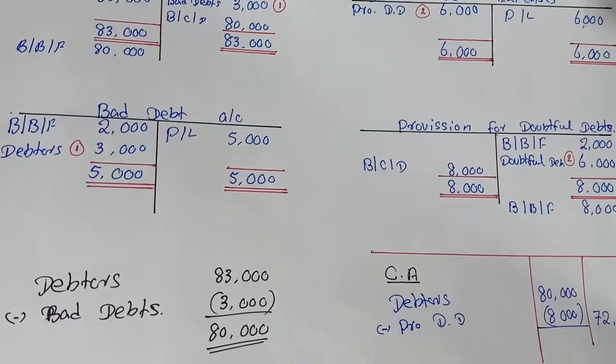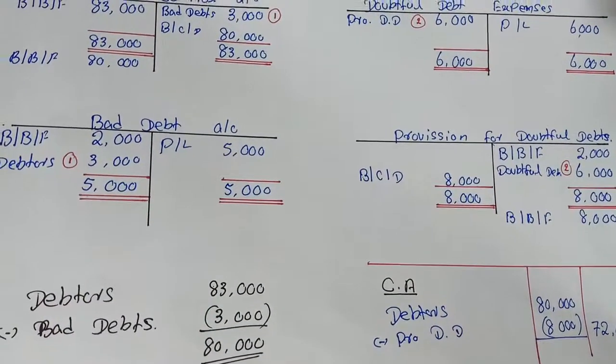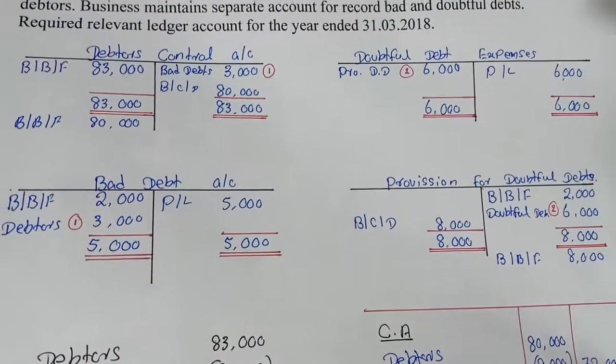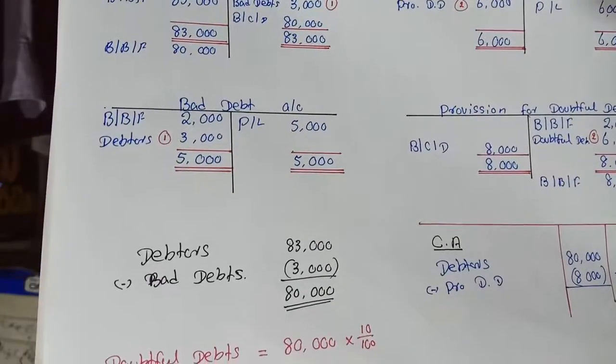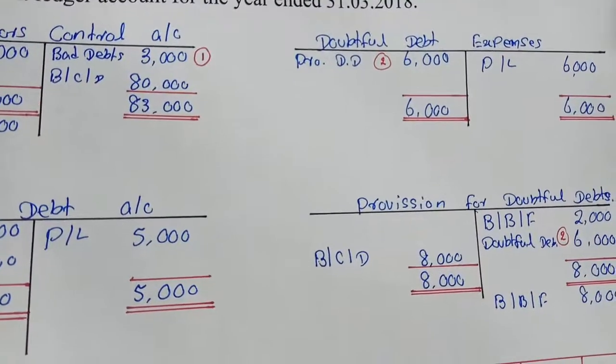But over provision cannot be included in other income. It should be included in distribution expense within brackets. So therefore, in these examples, as a bad debts we have to consider 5,000. As a doubtful debts we have to consider only 6,000.